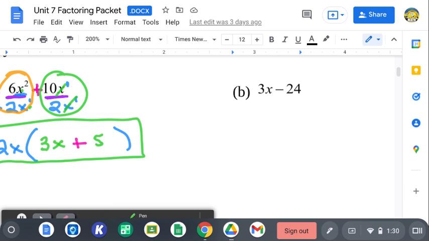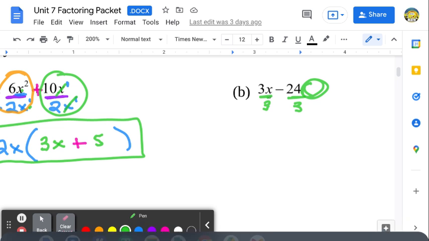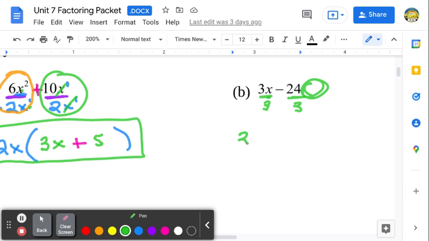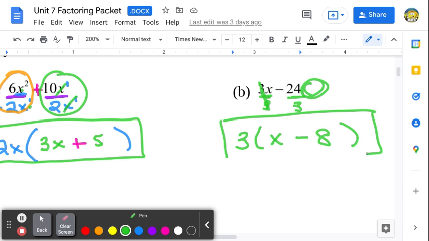All right, so for letter B, we're going to do the same thing. We have 3x minus 24. Biggest number that goes into both of these is a 3. Now this one's a little different. In this case, I cannot take out an x. There's no x there, only in the first term. So our GCF is actually just a 3. And then when I divide my terms, 3x divided by 3, we're just left with an x. And 24 divided by 3 is 8. So sometimes you can take letters out, sometimes you can't.